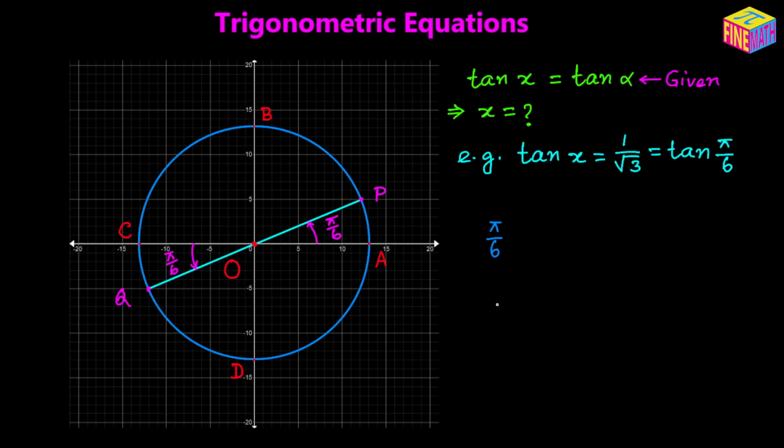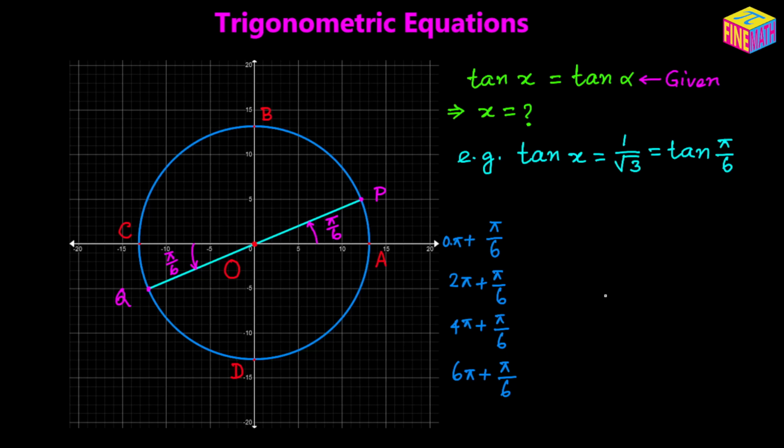So if we rotate OP in the counterclockwise direction one full circle, then it is going to render an angle which should be 2 pi plus pi over 6. Similarly, if we rotate it one more full circle, it is going to render an angle which will be 4 pi plus pi over 6. Again, if we rotate it one more time, the amount of angle will be 6 pi plus pi over 6. And the first value that I have noted here, which is just pi over 6, I am going to write it as 0 times pi plus pi over 6.